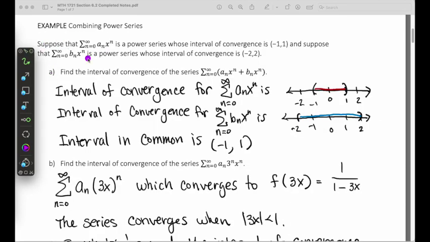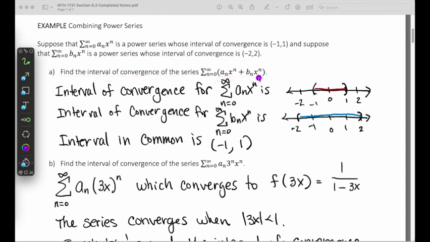Looking at our first example, we have a couple parts here. It says, suppose that we have the power series an x to the n, and the interval of convergence for that is from -1 to 1, non-inclusive. And then we have Bn x to the n power series, and the interval of convergence for that is -2 to 2, non-inclusive. So for part A, it says find the interval of convergence when we add those two series together.